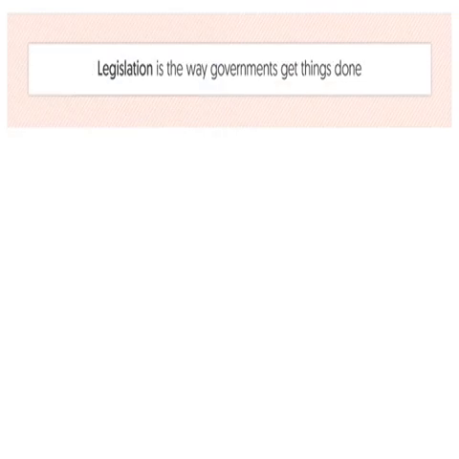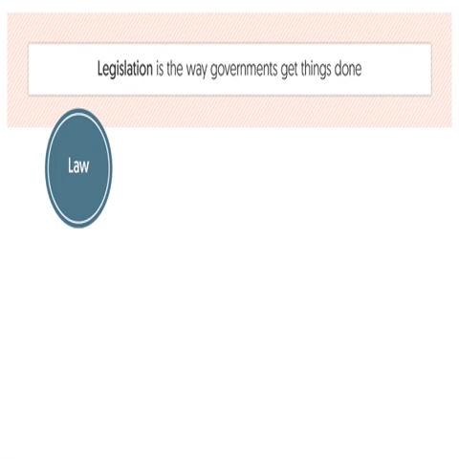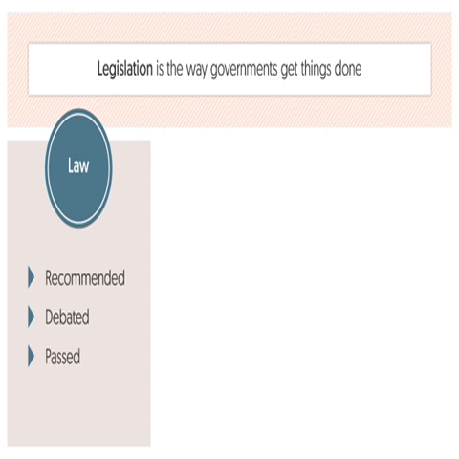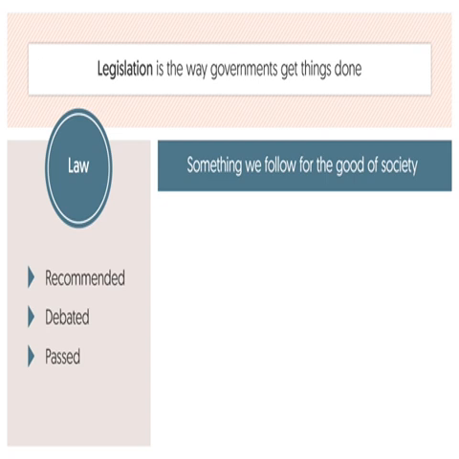Legislation is the way that governments get things done. Legislation means the law. Although there's much more to it, in short, laws get recommended, debated in Parliament, and if they're agreed on, they get passed. This then becomes something we have to follow, the aim being for the good of society.